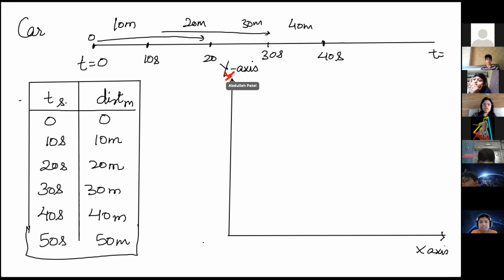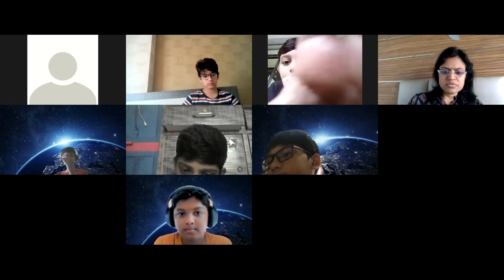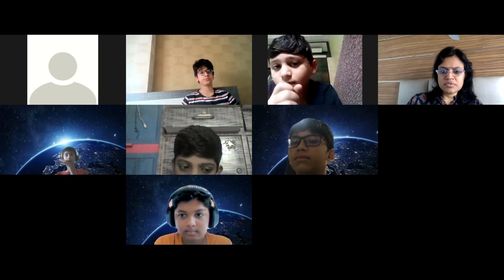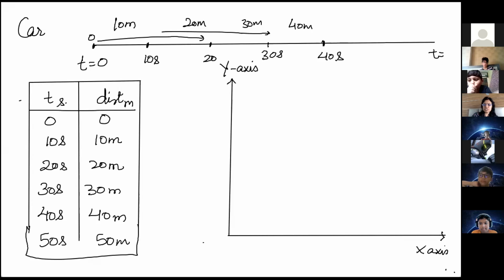Why am I not getting the second page? Something happened. Ma'am, I think you have to stop screen share and then again. Okay, wait. No, I'm not getting the second page today. Then we have to do it in one page only. Ma'am, try to zoom out, to make it small, so then you can get it. Where is that option?